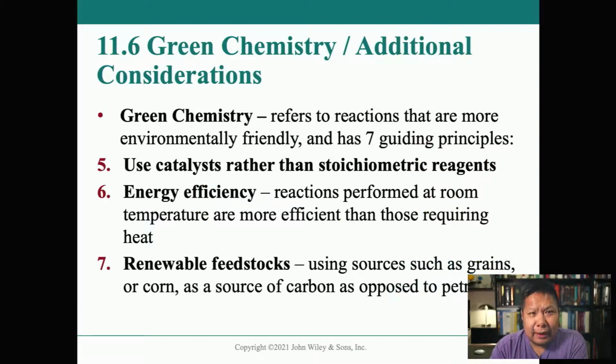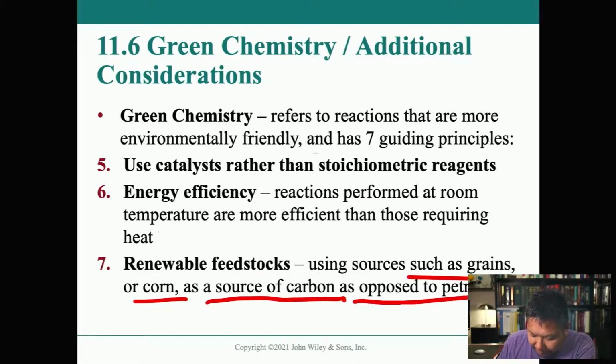So, there are more guiding principles. I think that we only went through the first 4. Next, use catalysts rather than stoichiometric reagents, because you don't have to use as much catalyst. Catalytic amount always means a very tiny amount. Make it energy efficient. Reactions performed at room temperature are way more energy efficient than those that require heat, like refluxing or distillation. And then renewable feedstocks, using sources such as grains, corn, and sources of carbon as opposed to petroleum.